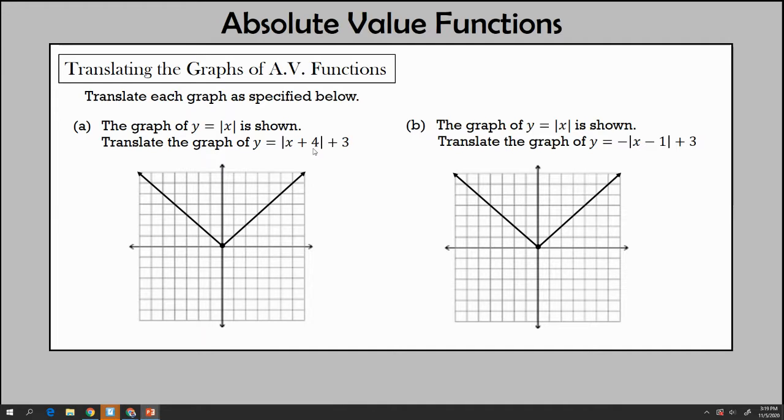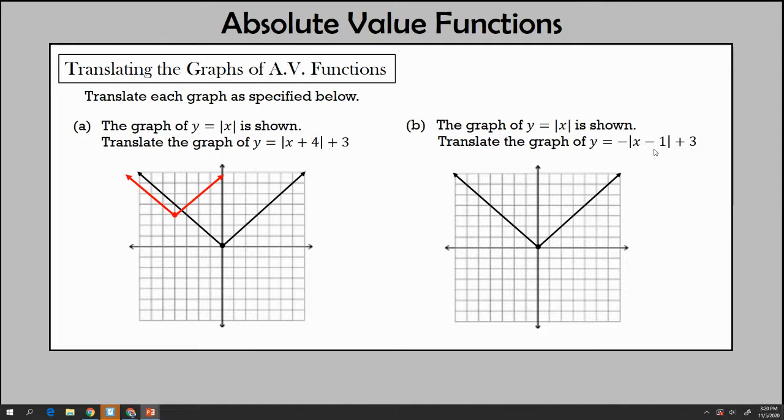So the number inside, we do the opposite, and that moves us left and right. So this means we're going to go 4 units left, and then this one says we're going to go up 3. So every point on the parent graph is going to go to the left 4, up 3, and we should be right there. So everything gets moved to the left 4, up 3, just looking at the graph. And that's our graph. And you can plug in ordered pairs and verify.